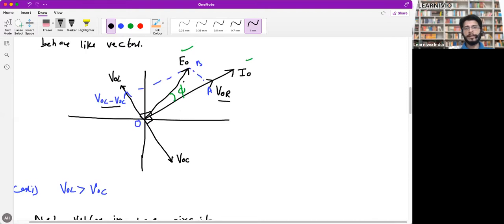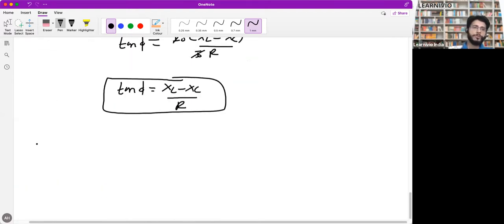So you can see that EMF leads current by a phase difference of phi. So you can say that if the equation of current is I naught sine omega t, then the equation of EMF is E naught sine omega t plus phi. So EMF leads current.